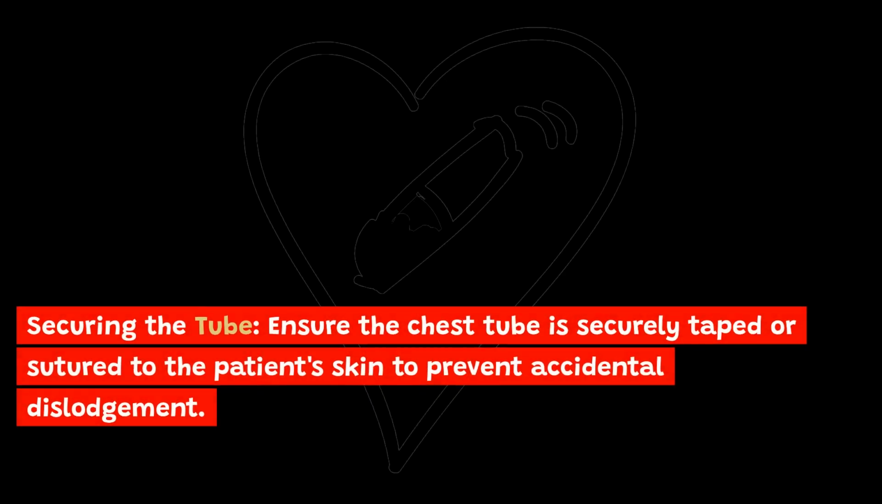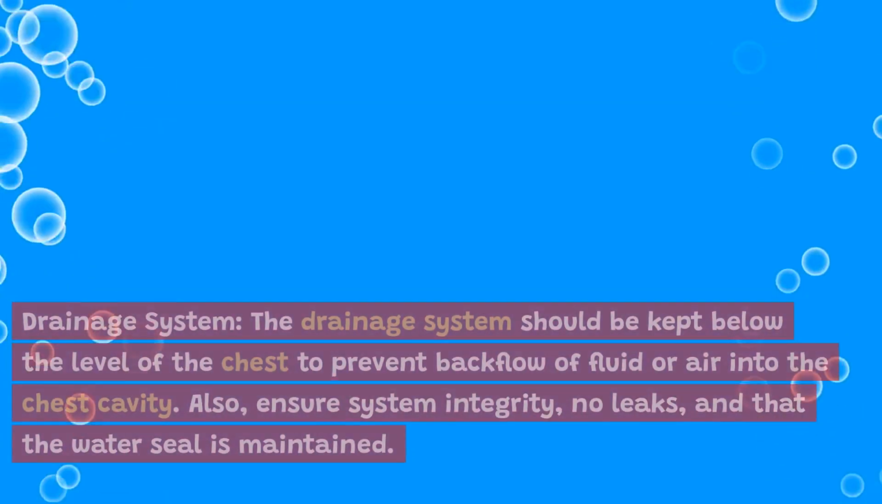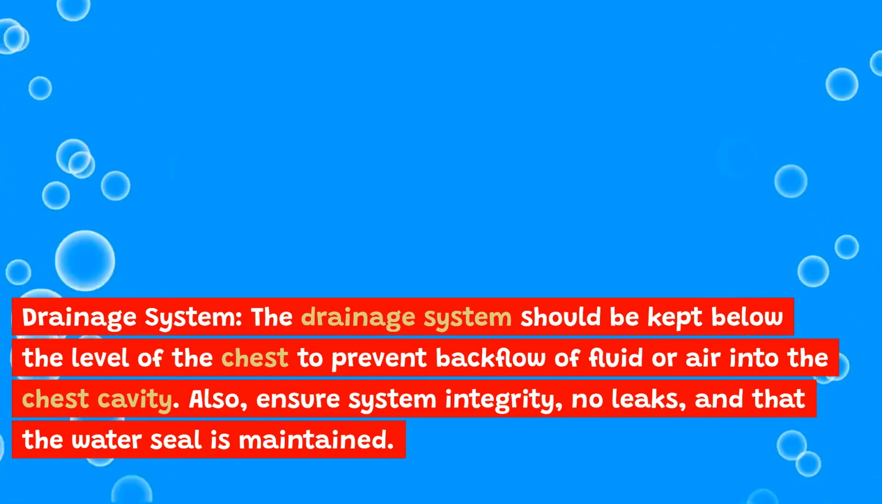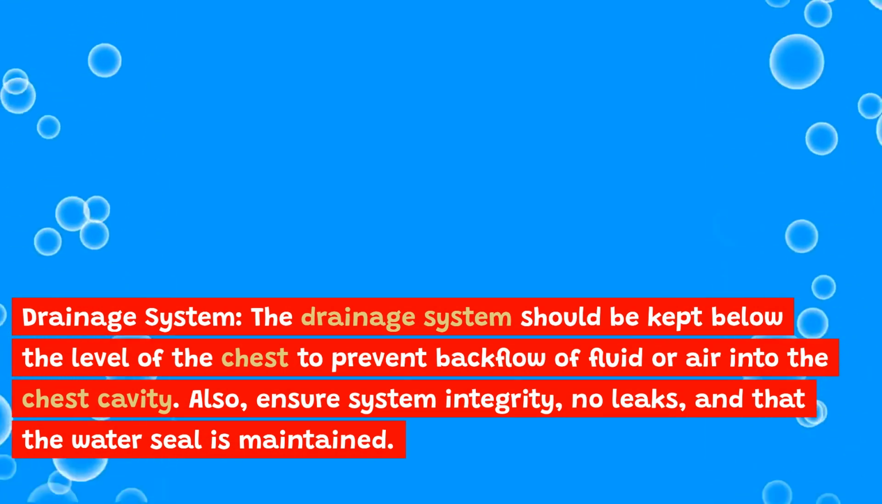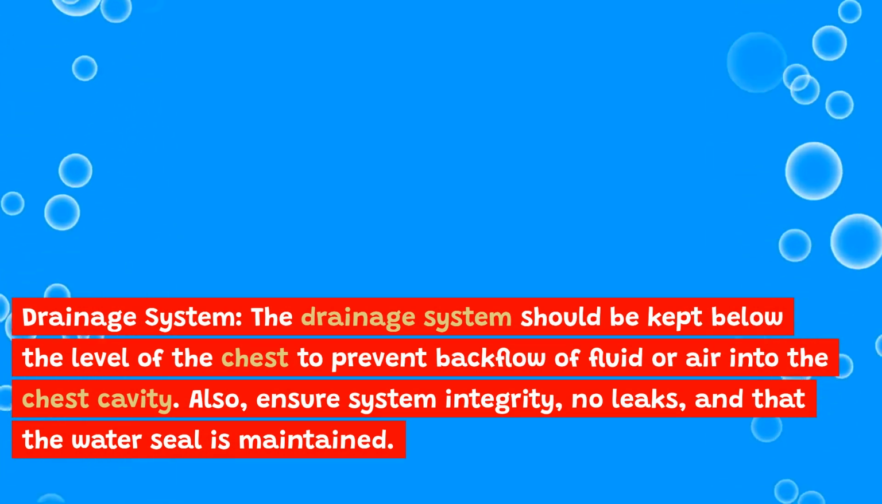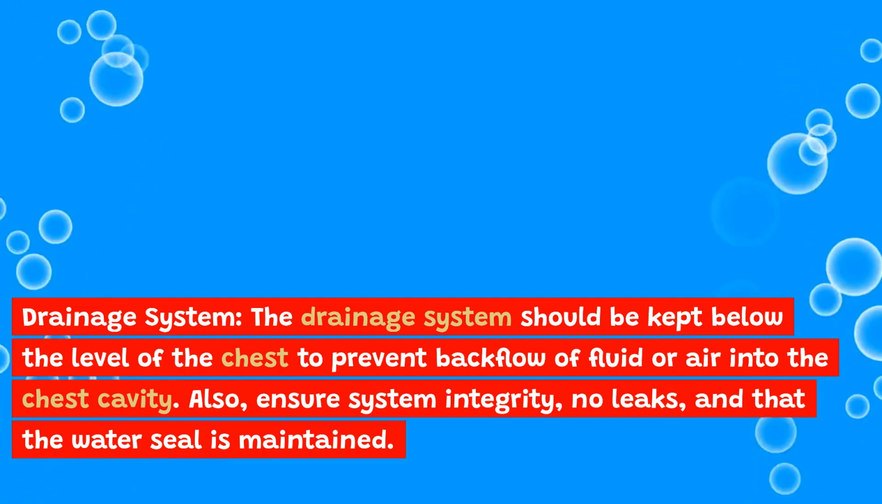Securing the tube. Ensure the chest tube is securely taped or sutured to the patient's skin to prevent accidental dislodgement. Drainage system. The drainage system should be kept below the level of the chest to prevent backflow of fluid or air into the chest cavity. Also, ensure system integrity, no leaks, and that the water seal is maintained.